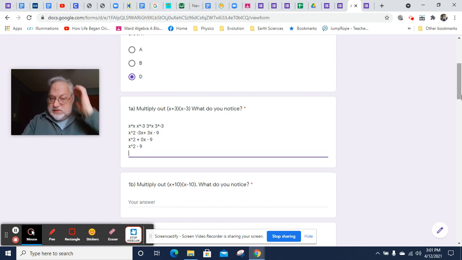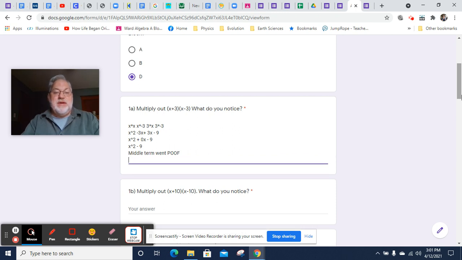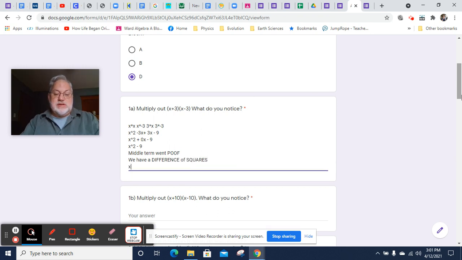And the first thing you might notice is the middle term went poof. Okay, it disappeared. It was eliminated. It was wiped out. It was annihilated. And another thing you might notice is we have a difference of squares. This is just x squared minus 3 squared. Well, isn't that just like the beginning of this and the end of it? So it's x squared and then minus 3 squared.